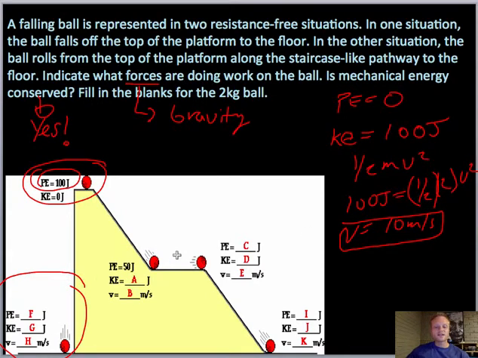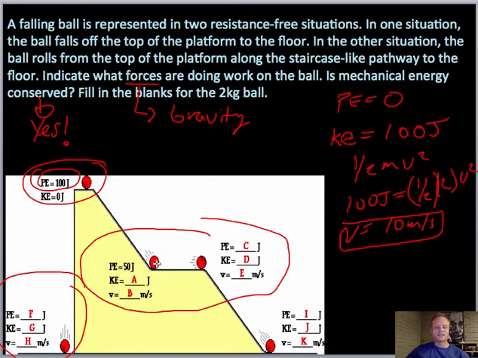Okay, let's take a look at this scenario here in this middle part of the hill. It says the potential energy is 50 joules. So the other 50 joules must have been used as kinetic energy. So this blank right there would be 50 joules.